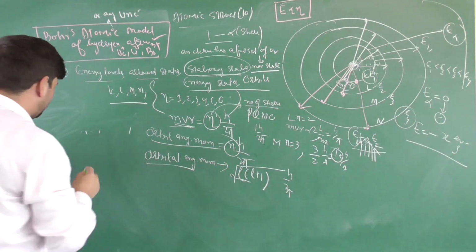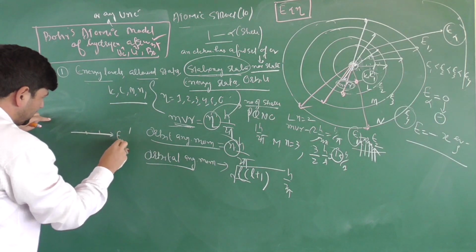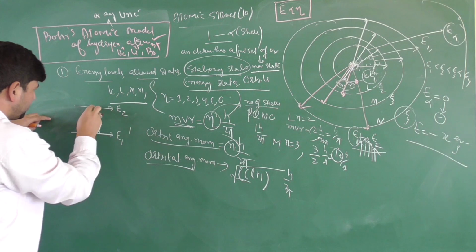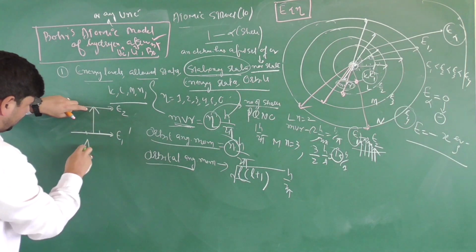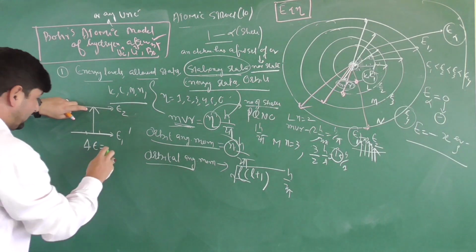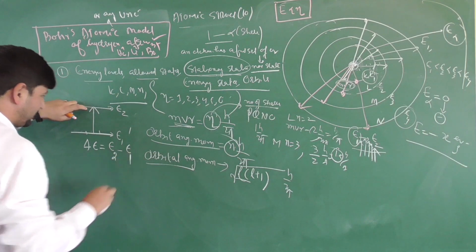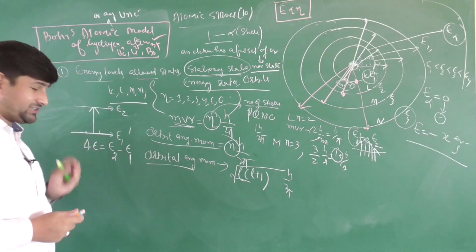As we have shifted the electron from energy level 1 to energy level 2, the difference of the energy between the two will be given by delta E. And what will be that delta E equal to? It will be equal to E2 minus E1.